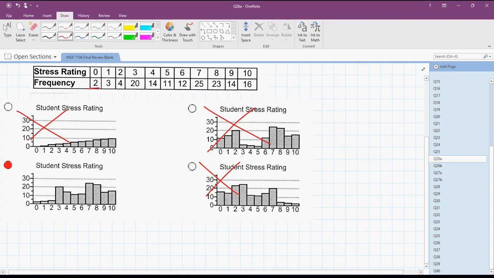I do this on your final. But in this one, I forgot to. So it is the bottom left-hand graph.